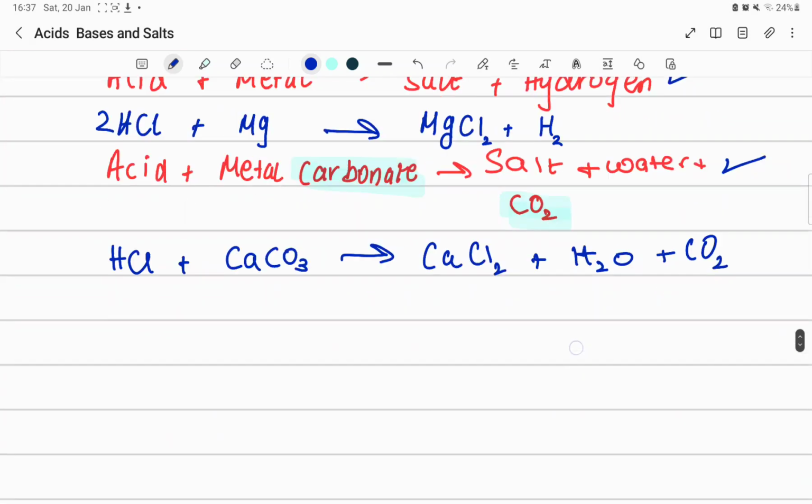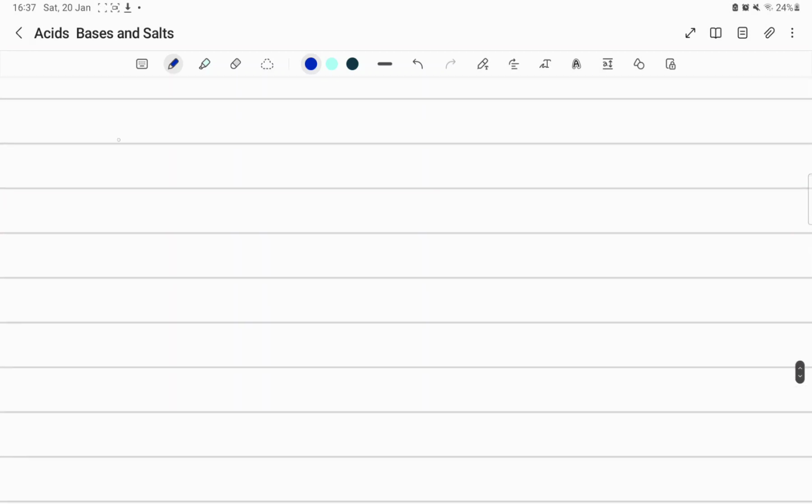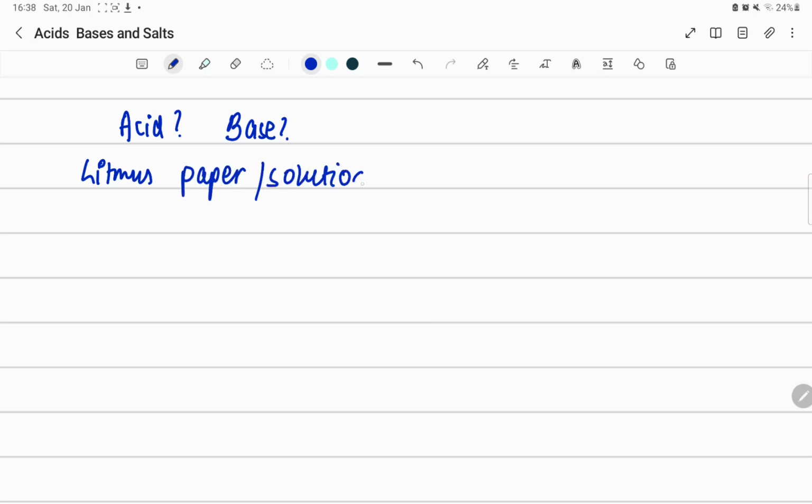Now, there are a few tests to determine if your unknown substance is acid or is it a base. So one thing you will use is litmus, or litmus paper, or litmus solution. Litmus paper or solution. So the color of litmus in acid is red. And the color of litmus in base is blue.